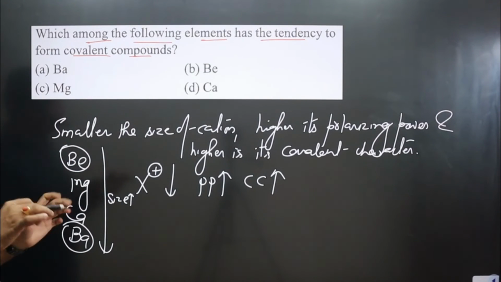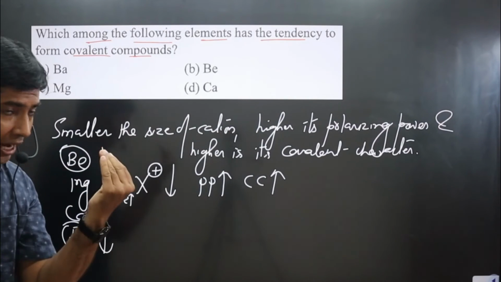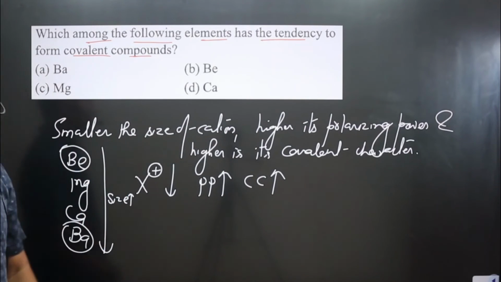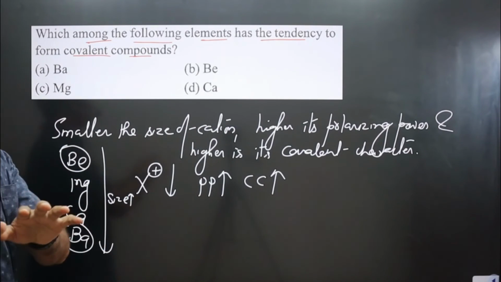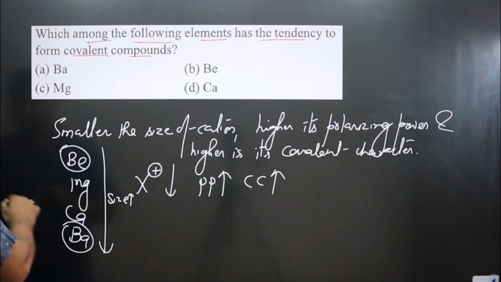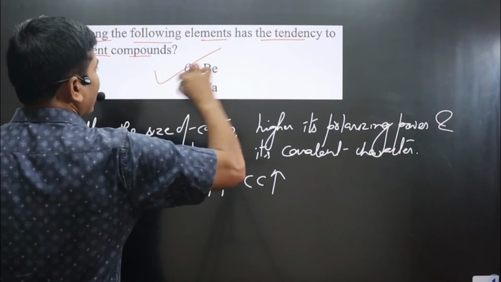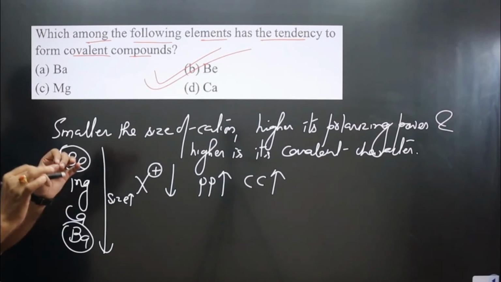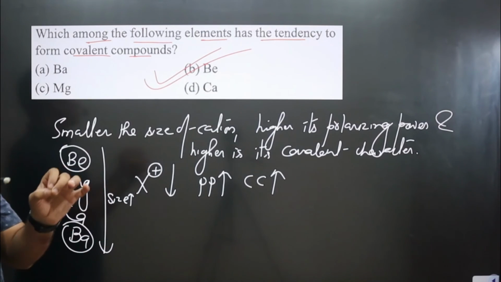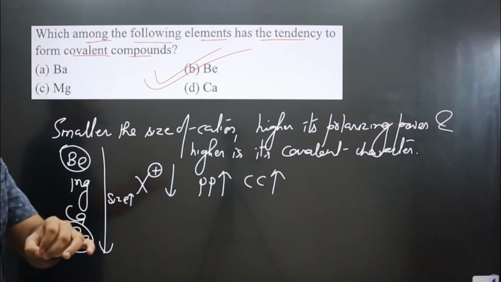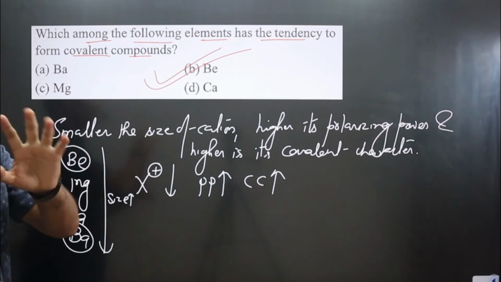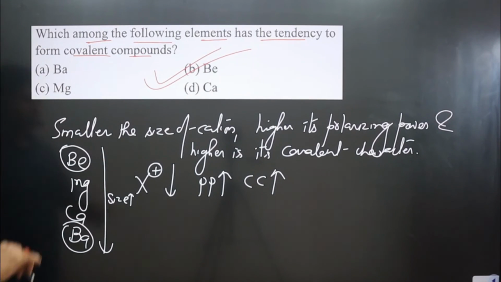The magnitude of the charge will be very high. Then the tendency to pull the electron from the anion will be very high. Hence, it will have higher covalent character. Since beryllium has the smallest size, it will have higher magnitude of the charge, higher polarizing power, hence higher covalent character. Option B is correct.